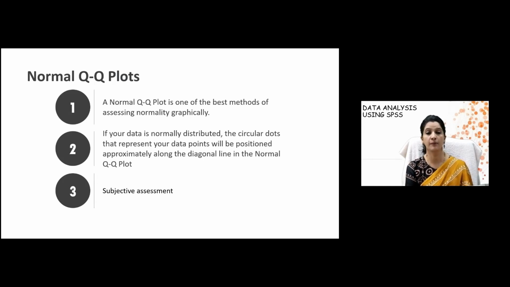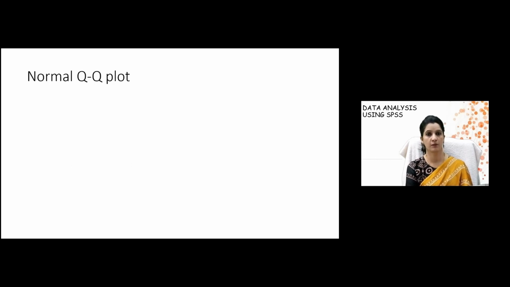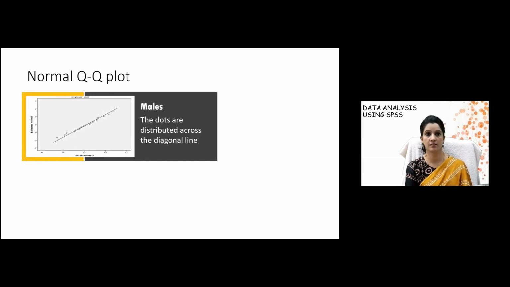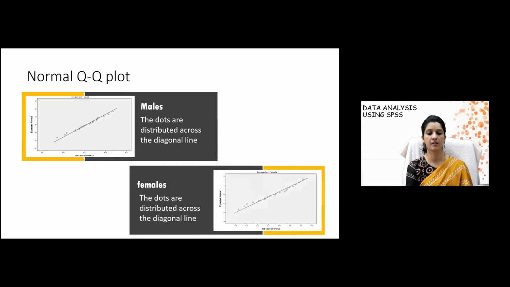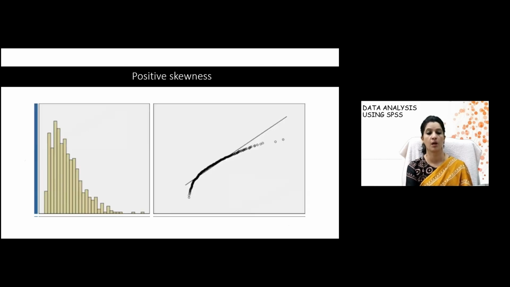If you are having a problem, you can apply more than one way to test for normality. Then you will be doubly sure if there is confusion. But if there is no confusion, then you can go ahead with the QQ plot. Here you can see the distribution of engagement score across male, and the dots are distributed along the diagonal line. Again the dots are distributed along the diagonal line. So we can say that it is a normally distributed QQ plot.